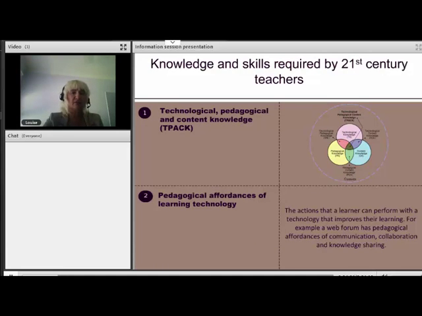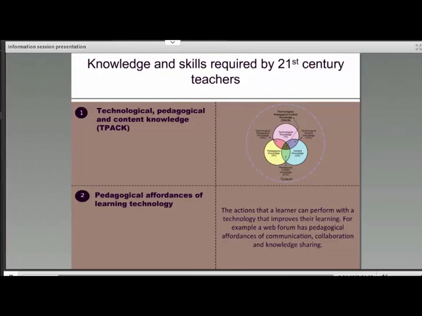So what skills do teachers need? I'll just maximise this one for you because this is a very important slide. This is the TPAC methodology.